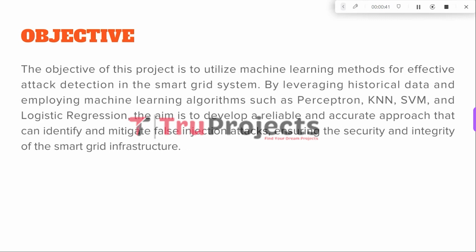The goal of this project is to implement machine learning techniques to detect and mitigate the false injection attack in the smart grid system. By analyzing the historical data and utilizing algorithms like perceptron, KNN, SVM and logistic regression, the objective is to create a robust and precise method. This approach will effectively identify and address the security threat, safeguarding the integrity and reliability of the smart grid infrastructure.